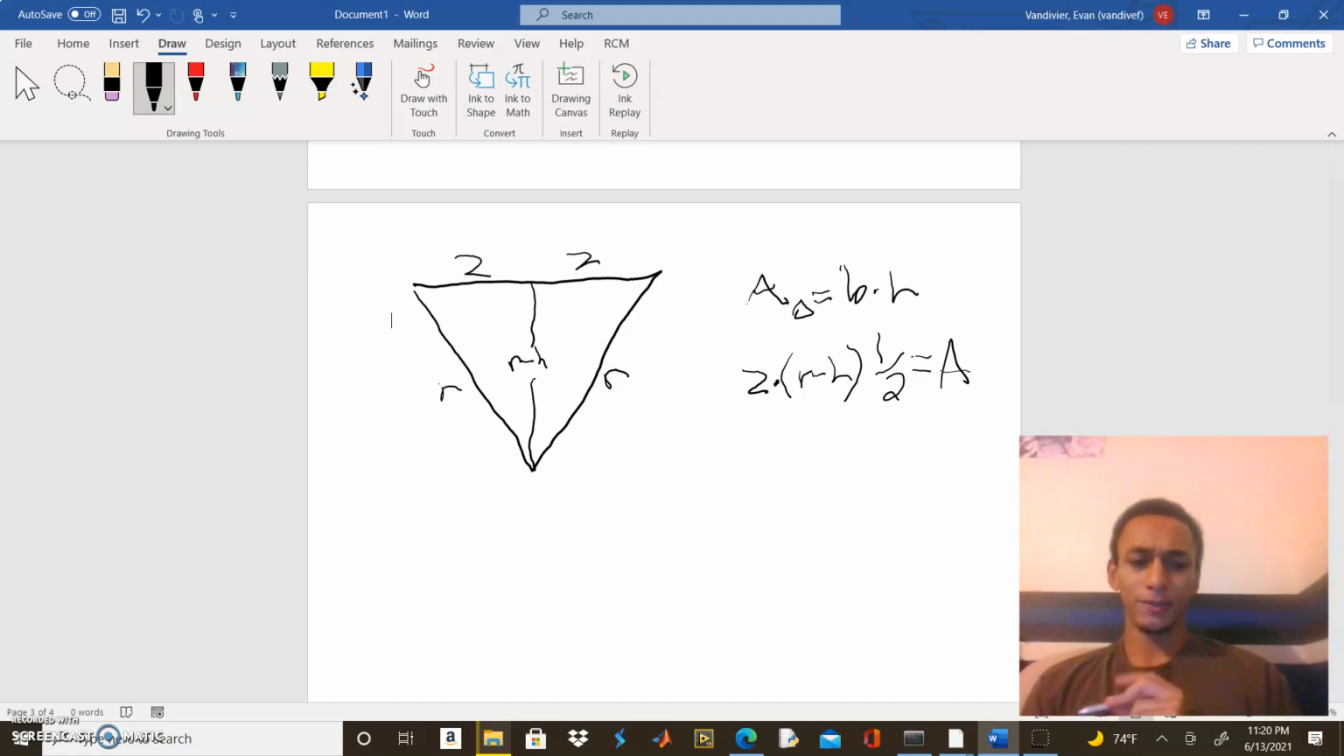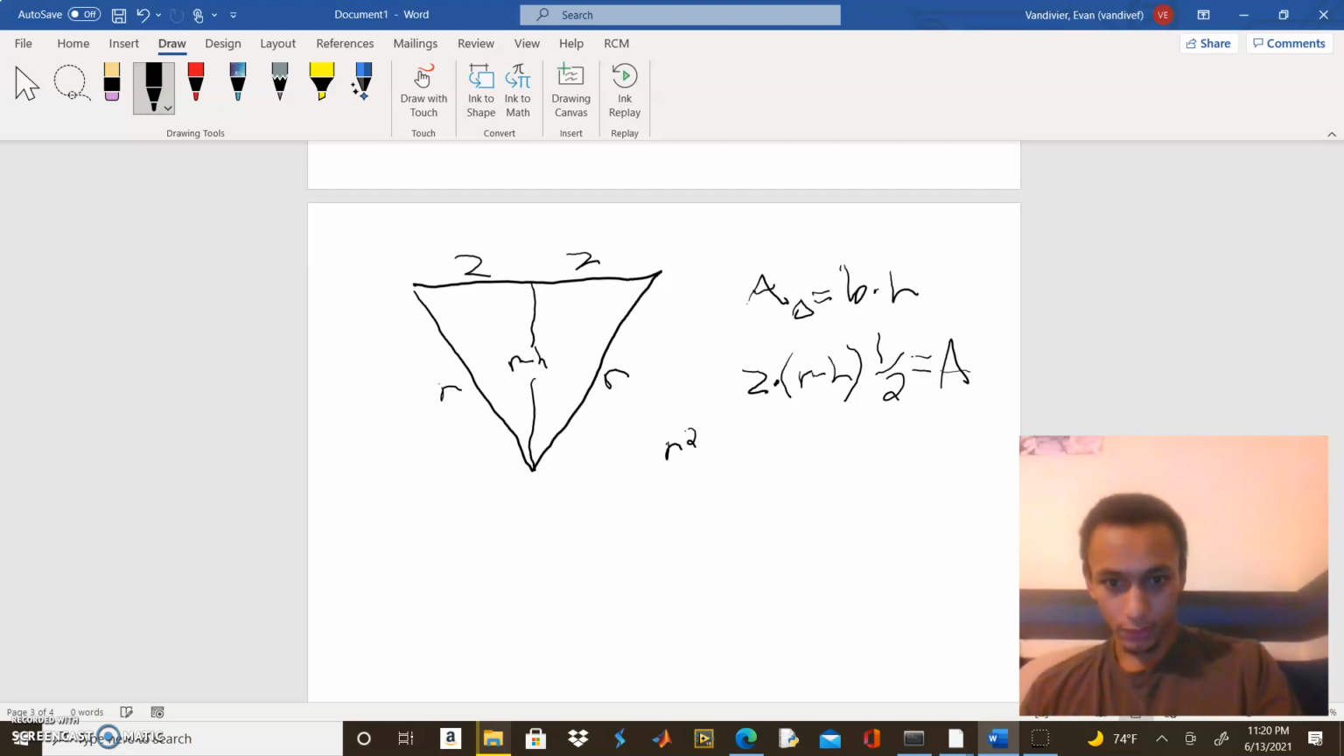The problem here is we don't know what z is, so we're going to have to substitute. The only way to find z is Pythagorean's theorem. What we know is that this is the hypotenuse. So we have r squared is equal to z squared plus r minus h squared.